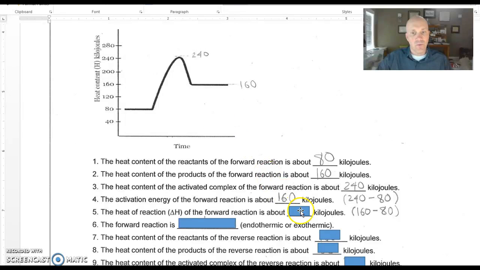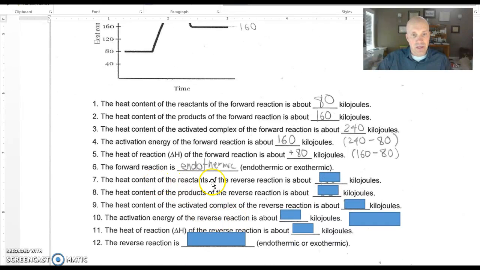minus 80. And one thing I want to point out: normally you would just say the answer is 80. But when you're talking about a change in enthalpy, you want to include a sign. It would be listed as plus 80. The reason for this plus is to stress that this reaction is one where you're absorbing heat, where the energy here is higher than the energy at the starting point. So when it looks like this with the products up high, that's going to be an endothermic reaction.